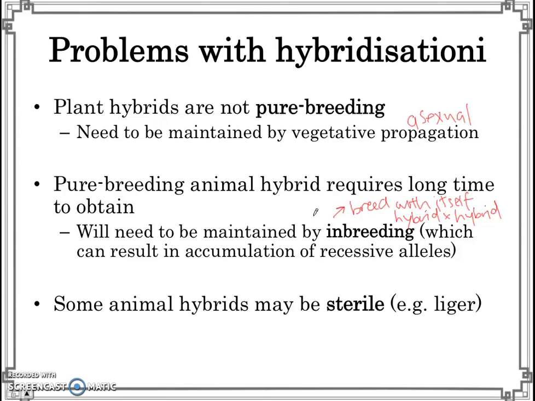And finally, some animal hybrids may be sterile. Sterile means that they do not produce viable gametes. So they can produce gametes like sperm and egg, but they are not viable, which means that they cannot give rise to normal or healthy offspring.